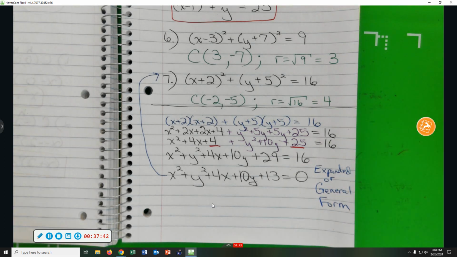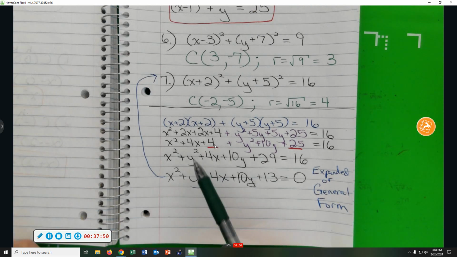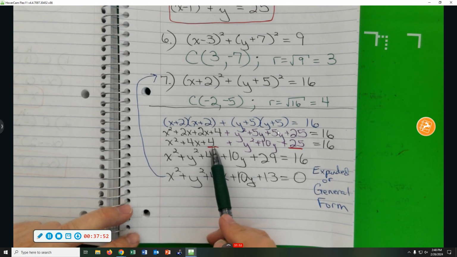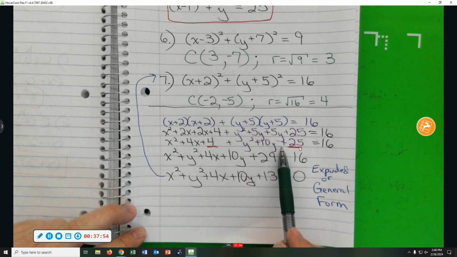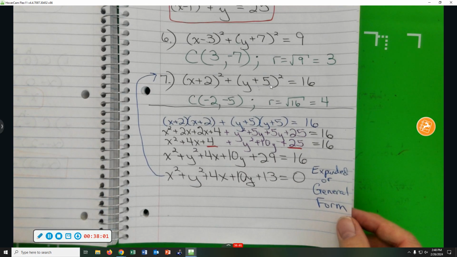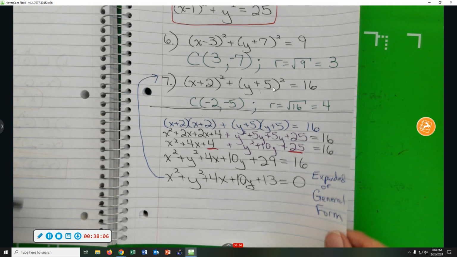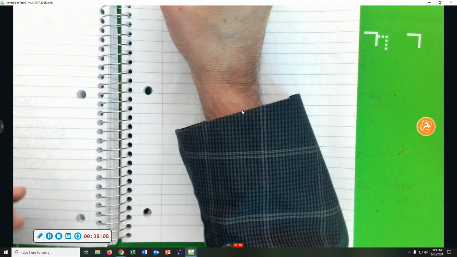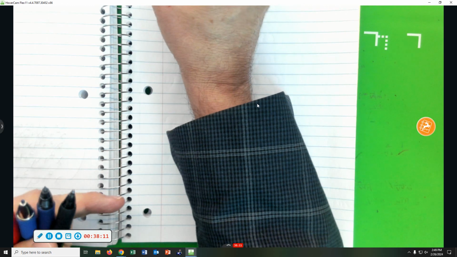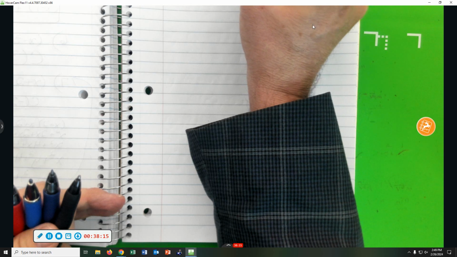I'm going to give you some examples of perfect square trinomials. Well, we have two. X squared plus 4x plus 4 is equal to x plus 2 squared. Y squared plus 10y plus 25, that's y plus 5 squared. What does that say? Okay, so we're looking at perfect square trinomials. Any questions?